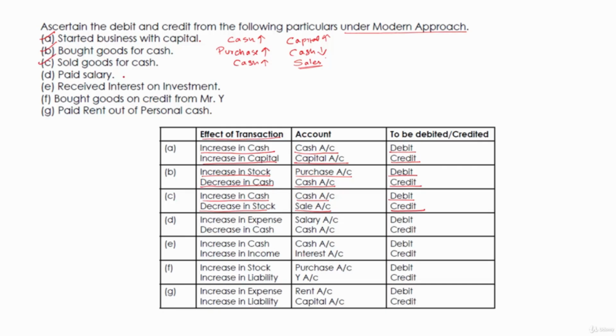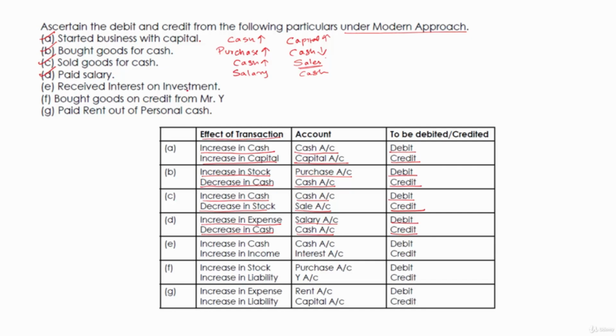Next, paid salary. Salary account is affected and cash account is also affected. Okay, so we'll record salary as an expense, right? And expense is increasing. Debit all expenses and losses. This is the rule under nominal account. Salary is an expense, so that account is affected and it will be debited. And cash is decreasing, cash account will be affected. Since cash is going out, it will be credited.